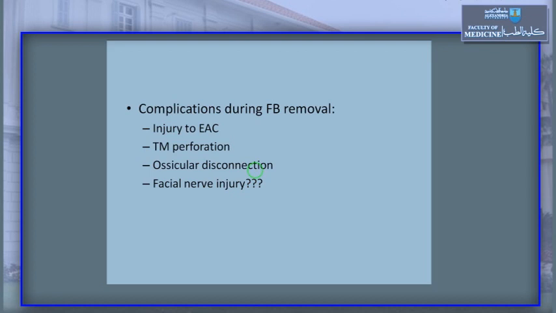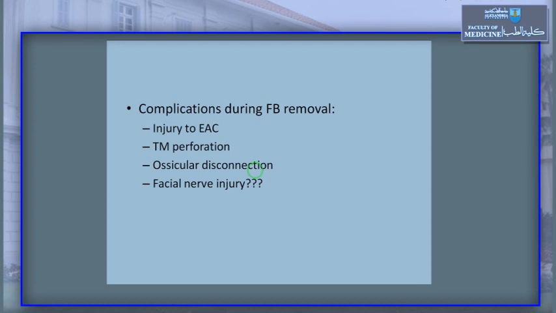It is not a serious complication, however, it bleeds a lot and it can cause the patient to become more nervous, the parents to become more nervous if he is a child, and it will obscure your vision trying to take out the foreign body, so it will complicate your procedure.